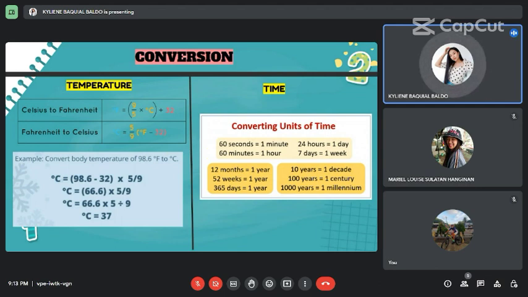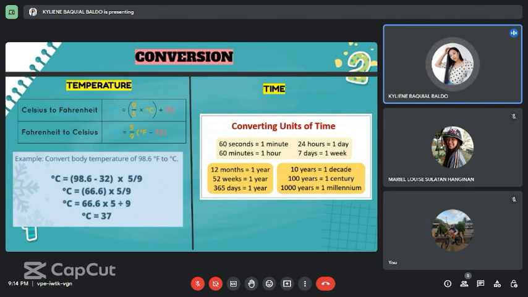10 years is equal to 1 decade. 100 years is equal to 1 century. And 1,000 years is equal to 1 millennium. In solving time, it will always depend on how you will convert it. For example, with minutes to hours, it will always depend on the operation that you will use.